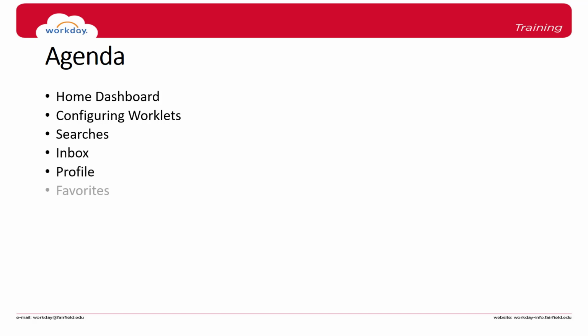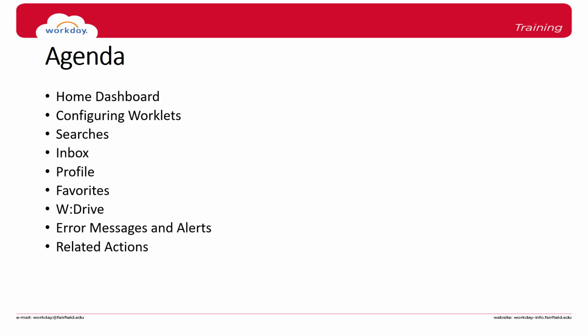You'll see how you can add things you need to access often to your favorites and how to use the W drive with reports. You need to understand what error messages and alerts are telling you, and how to access all the features of the Related Actions button. One of the most important concepts in using Workday is the business process, especially when something needs to be approved. And finally, I'm going to ask you a few questions at the end, just so you can be sure you are secure in your basic knowledge of Workday.